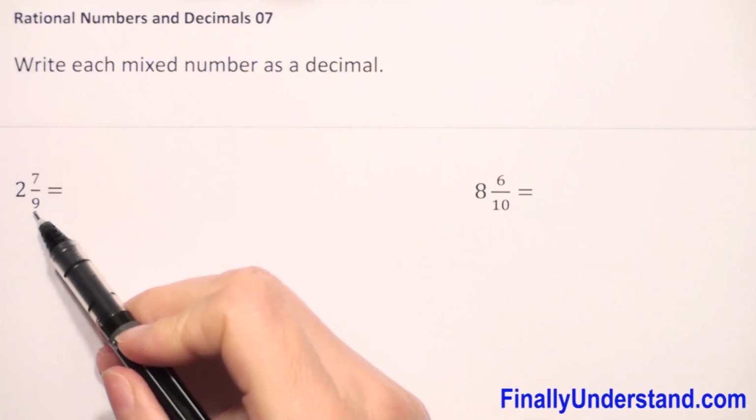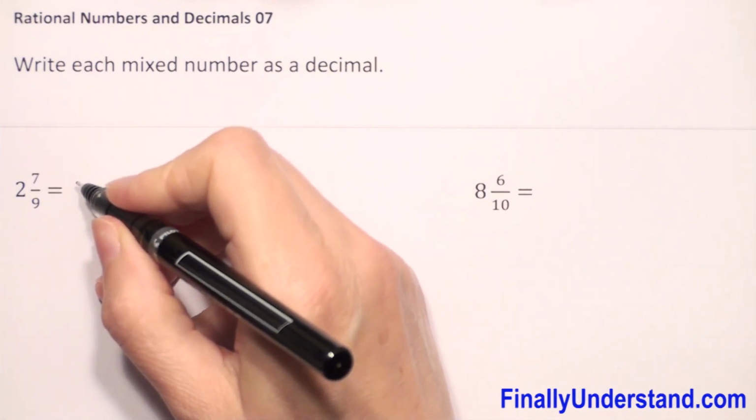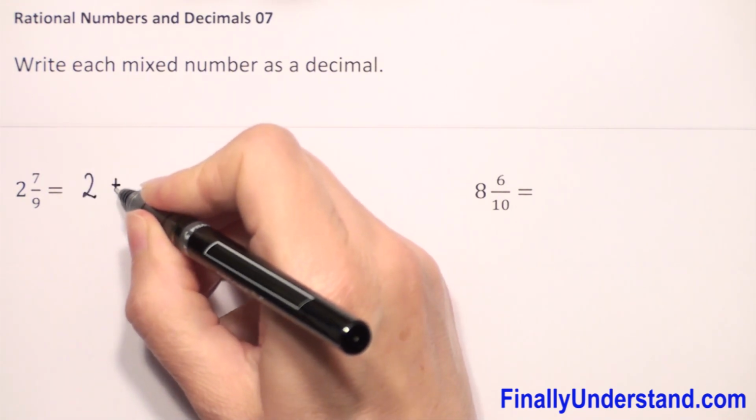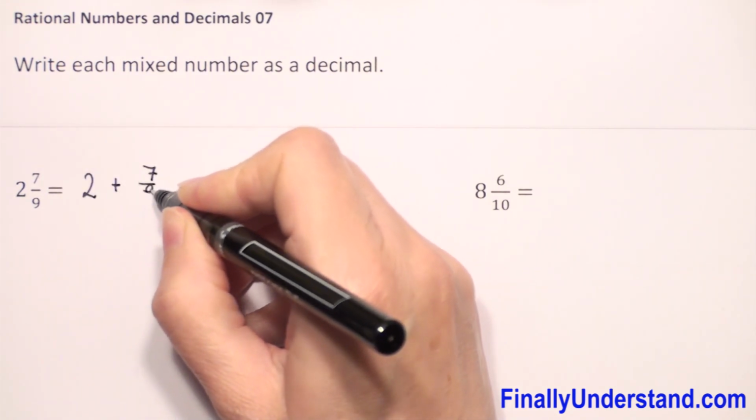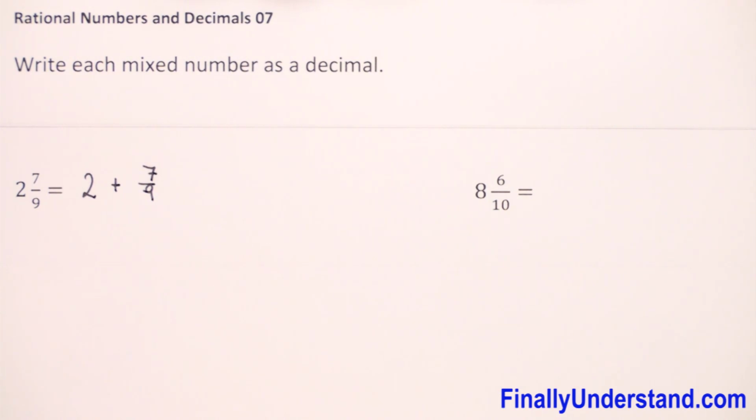Write each mixed number as decimal. When we have a whole number and a fraction, this is a mixed number. We have to change this to decimal. So first I will write this as the sum. We have 2 plus 7 over 9. It's still 2 and 7 over 9.